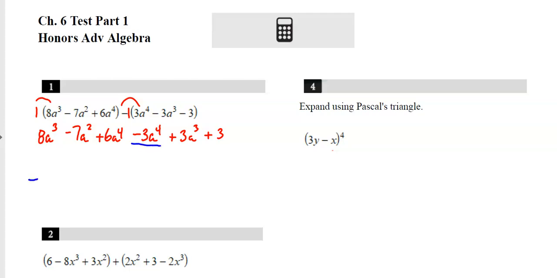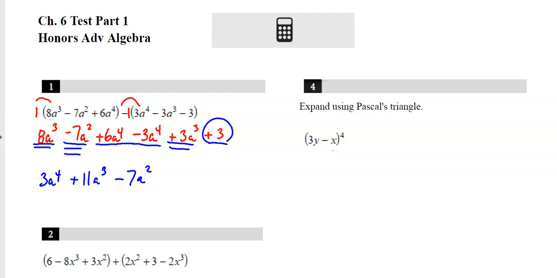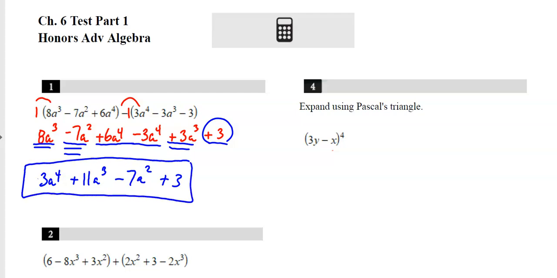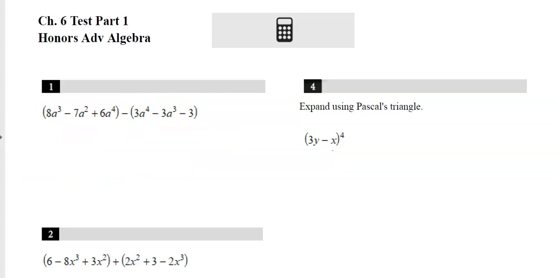So I'm going to have a negative 3a to the 4th. And actually, take that back. I have 2 of those, so I'm going to have positive 3a to the 4th. And then I go to the a to the thirds. I have 8 of those and 3 of those, so that gives me 11a to the thirds. Then I have negative 7a squared, and then the positive 3 constant chilling here at the end. There we go. All right, next question, number 2.